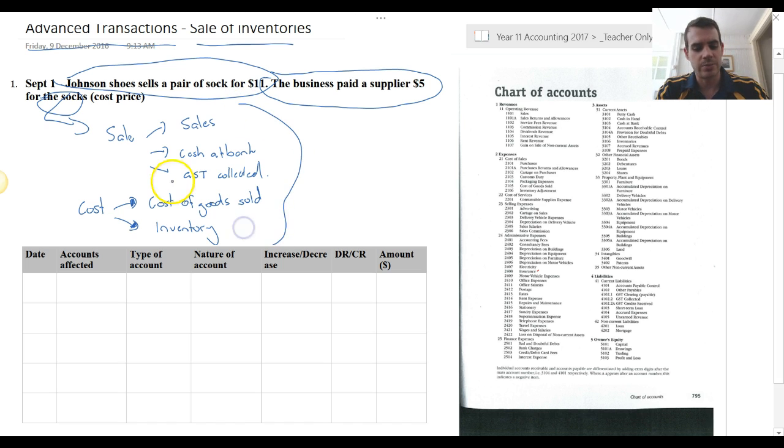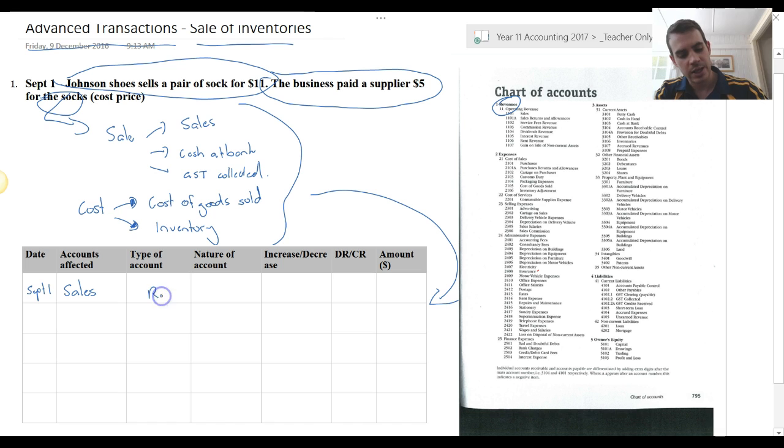So what we now need to do is process them in our transaction table. So the date is September 1. Let's deal with the first 3 accounts first. So sales. Sales, we know obviously is a revenue account. Nature of revenue accounts, they're credits. Our sales have gone up, so it's going to stay a credit. For the amount, now the amount is the ex-GST sale amount, so we need to go $11 and divide it by 1.1. Put that in your calculator, you'll get $10.